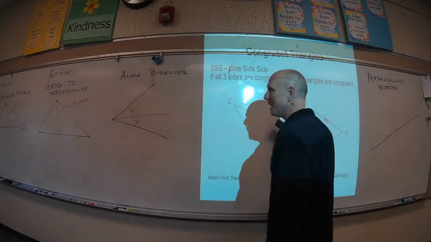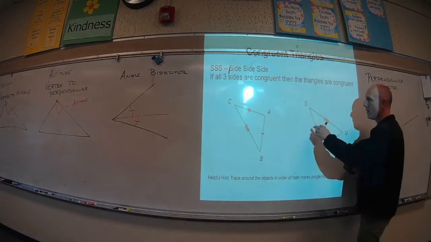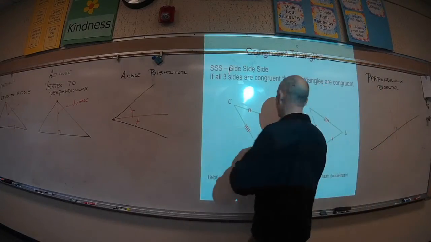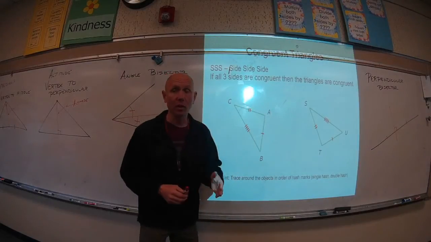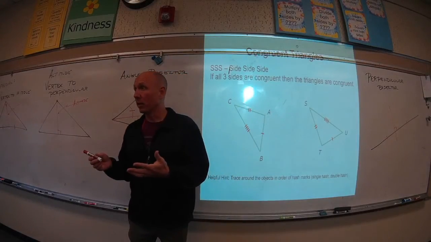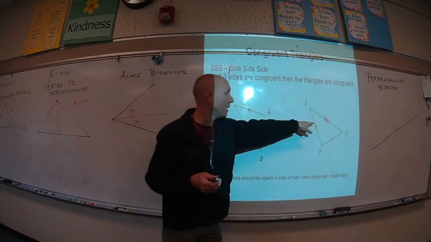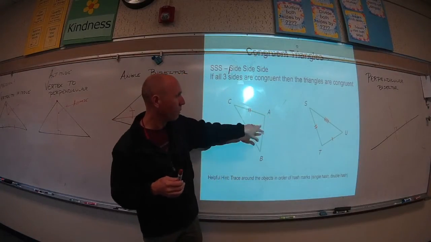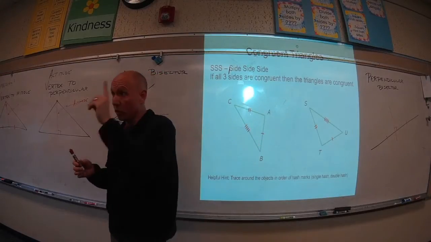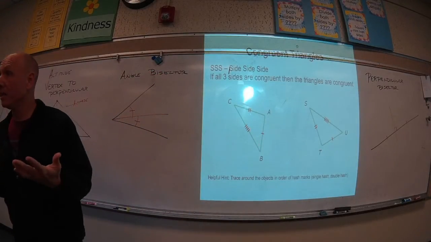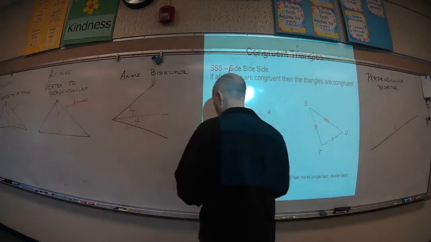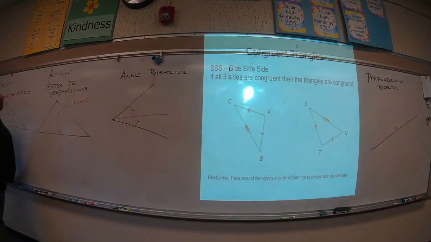The first one is called side, side, side. If every side of this triangle has the exact same length as every side of this triangle, they are the same triangle. If I gave you 3 sticks, a long one, a medium one, and a short one, there's only one triangle that could even be made using those sticks. And so these two would be congruent triangles.